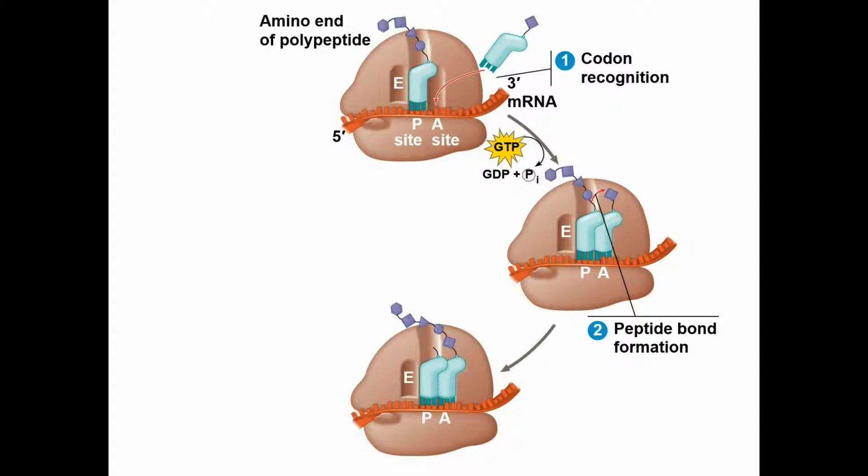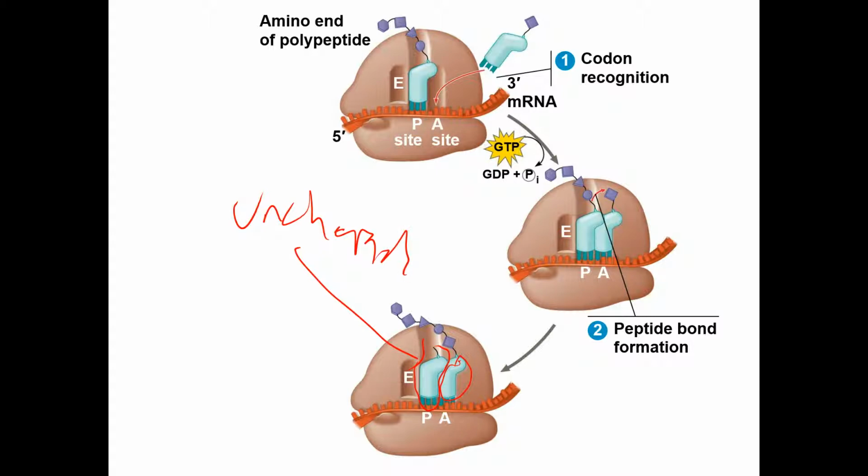Now this polypeptide chain has been transferred to the tRNA molecule that occupies the A site. So the tRNA molecule that occupies the P site now is uncharged.